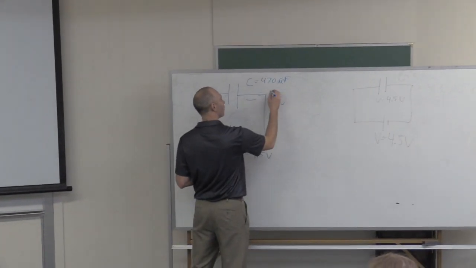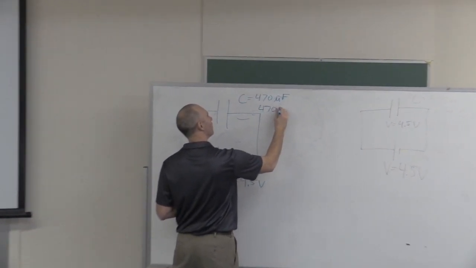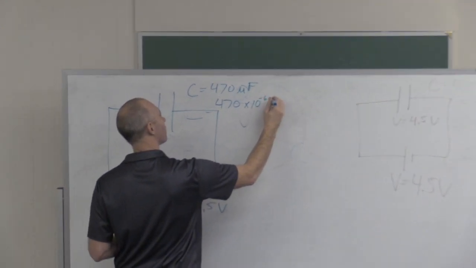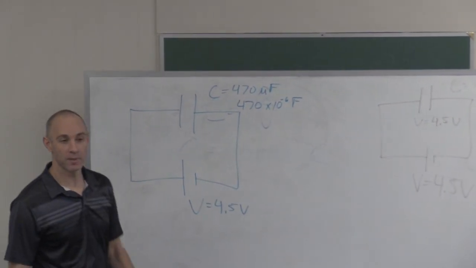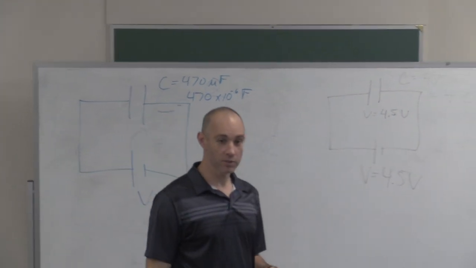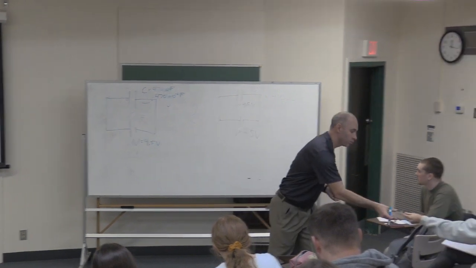So micro is 10 to the minus 6, you're correct. So it's 470 times 10 to the minus 6 farads. And if you want to move this decimal spot 2 spots over, it would be times 10 to the minus 4th. It doesn't make any difference to me which way you write it, but it should be in farads. Thank you.